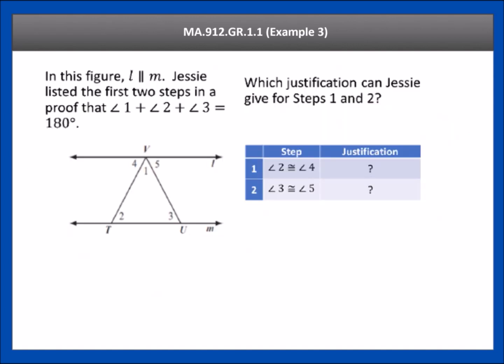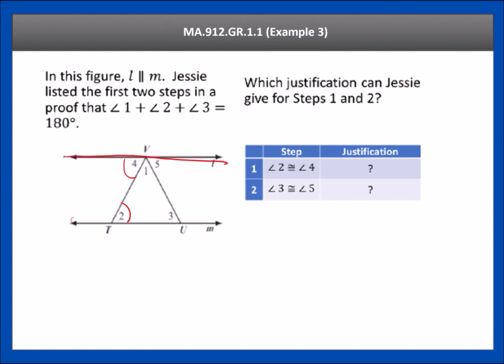All right, so third example. Here, Jesse is trying to prove that the three angles in a triangle add up to 180. So Jesse is trying to prove the triangle angle sum theorem. In doing so, he starts off with two steps in his proof. He says that angle 2 is congruent to angle 4, and he says that angle 3 is congruent to angle 5. All right, so let's just focus, for this instant, on 2 and 4.